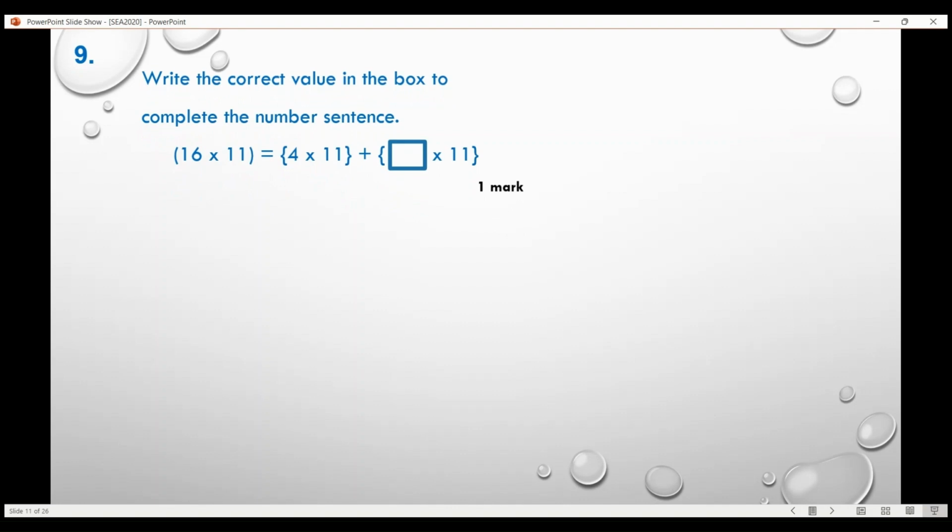And some students can watch this and immediately say, well, the answer is 12. If I have 16 groups, I can split it up into 4 groups and 12 groups, because all the groups are groups of 11, or sets of 11, or multiplying by 11.